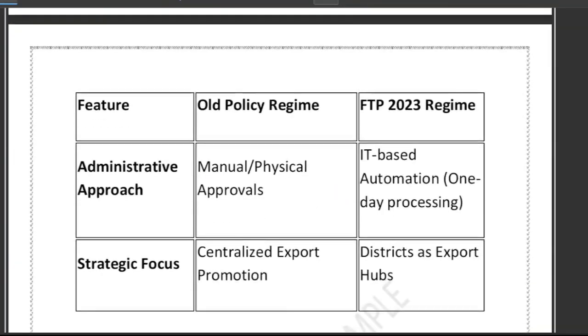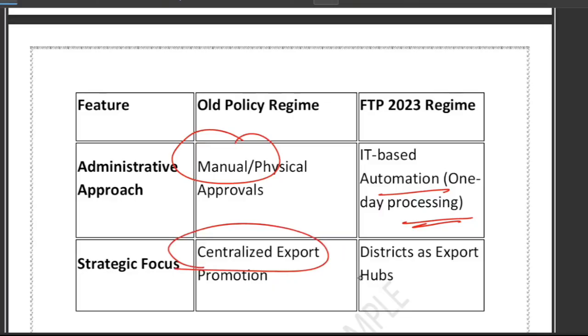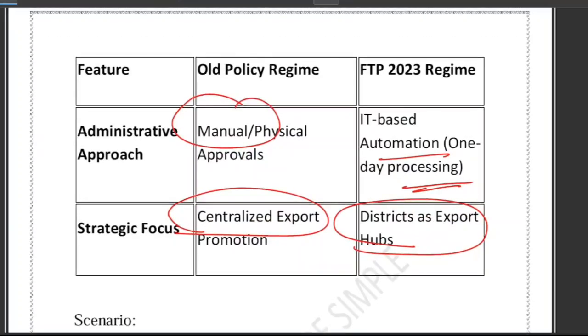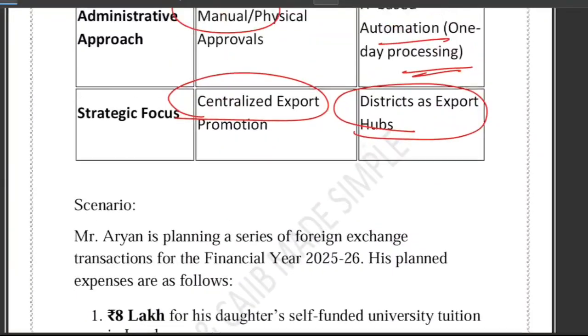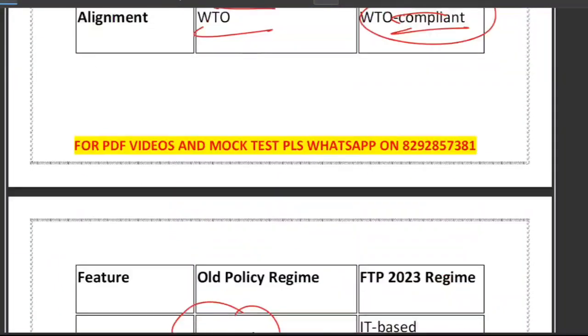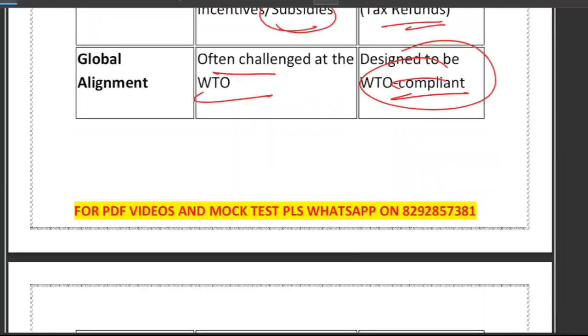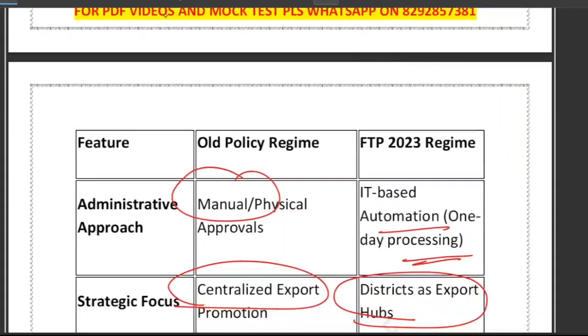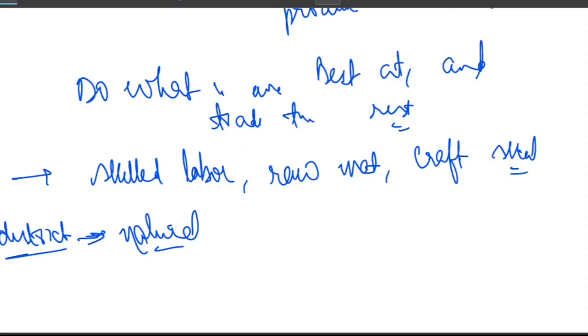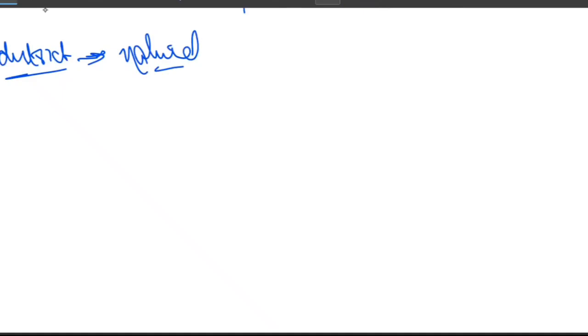The third point is the administrative approach. Here it is manual, and there it is IT based automation with one day processing. On strategy focus, we have centralized export in the old policy, and in FTP 2023 we have district as export hub. I hope it is crystal clear how the old policy differed from the FTP 2023 regime. Just one trick to remember it. Let me write it down, so you can use this trick to remember this entire thing.